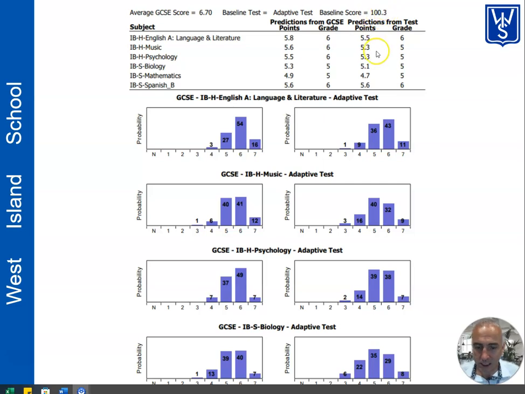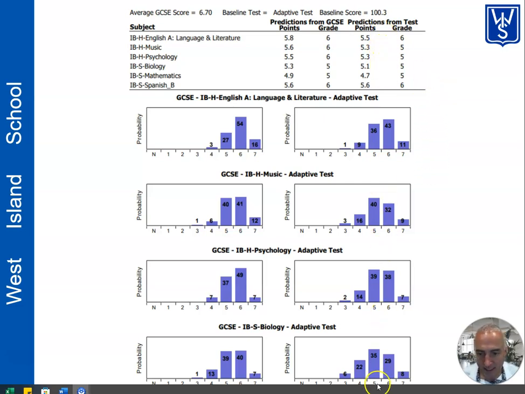So what these chances charts tell you is what happened to all the students in the sample in the many previous years. The students who scored 100 on the ability score in the baseline test, what did they go on to achieve in their final exams? So it's not actually saying something about your child, it's saying something about historically what happened to the students with the same ability score as your child.